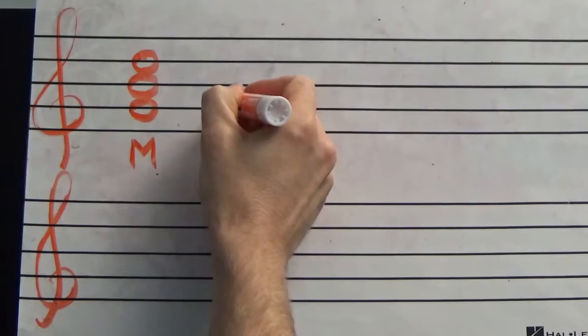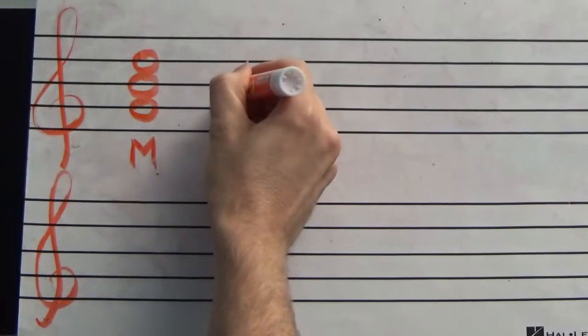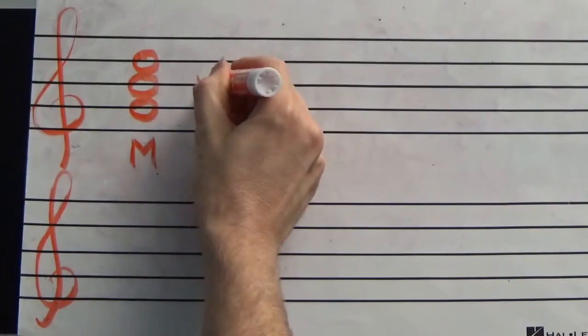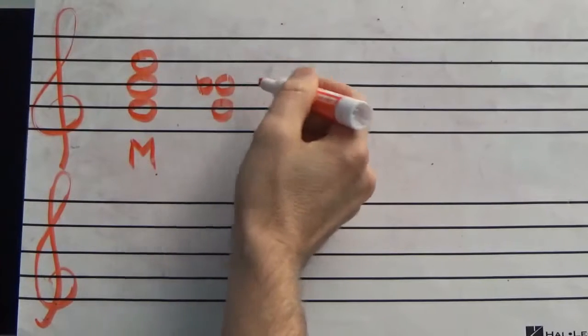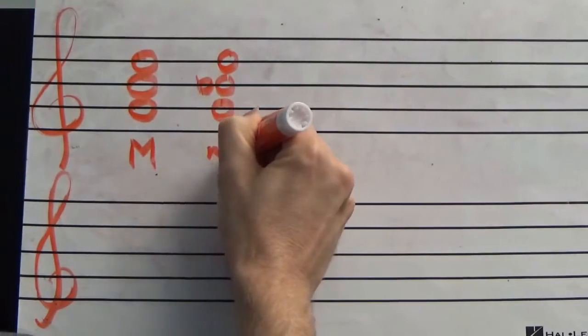Now to make the distance from the root to the third smaller, I put a flat next to the middle note to bring it down to a minor third. And I label it with a lowercase m.